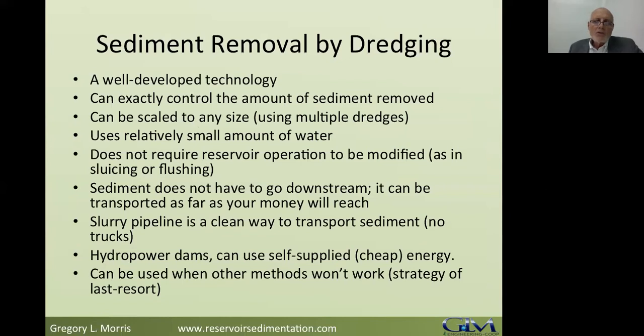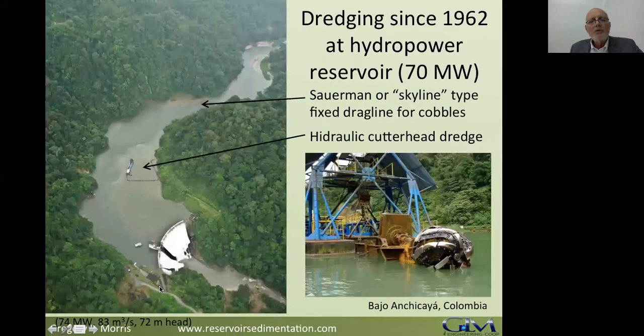You can transport it as far as your money will take you. The slurry pipeline is a nice, clean way to transport sediment. You don't have all these trucks running up and down highways, thousands of trucks potentially. And at hydropower dams, you can use electric dredges and self-supplied, presumably cheaper power. And it is also a method of last resort. When everything else doesn't work, hasn't worked, or wasn't done, it may be feasible to dredge.